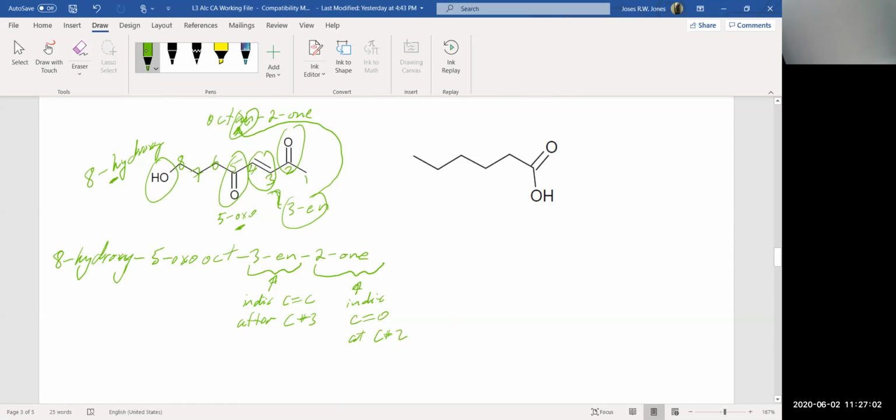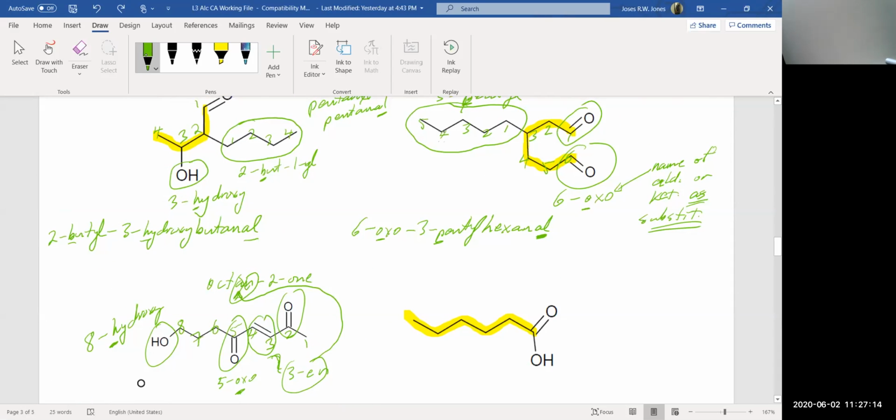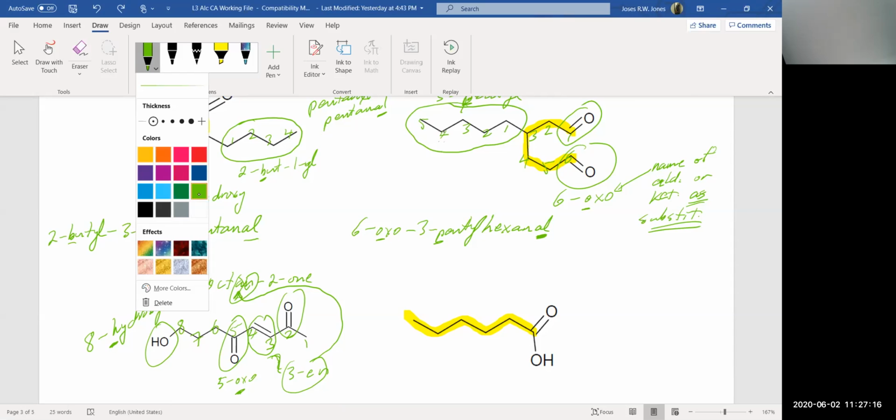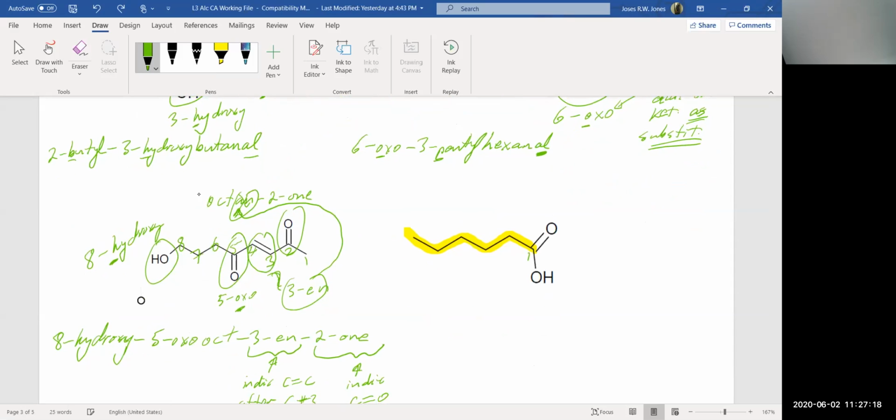Okay, let's identify the parent chain in the last one. So we see a C double bond O over here, and then this chain over here. So this is carbon number 1, 2, 3, 4, 5, and then this is carbon number 6. And then you see that we have an OH over here attached to carbon number 1.